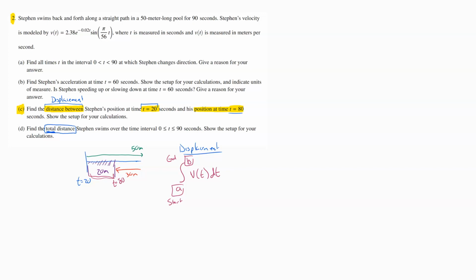For our problem, we just want to set it up based upon what we're specifically looking at here. So our problem would be the integral from our starting point, which is at time 20, to our ending point, which is at time 80, of our velocity equation. So this would be 2.38 e to the negative 0.02 t sine of pi over 56 t, dt. That's the setup we need to do, and the answer to that is going to be the answer to this problem. Lucky for us, we have a calculator required question in front of us, so we can answer this pretty quick and easy in the calculator.